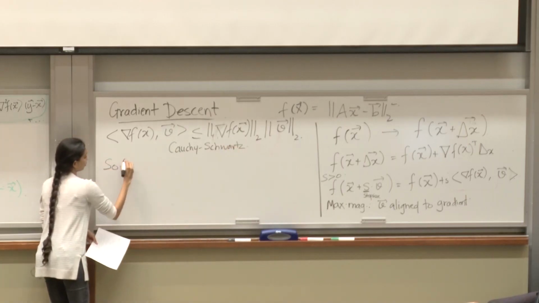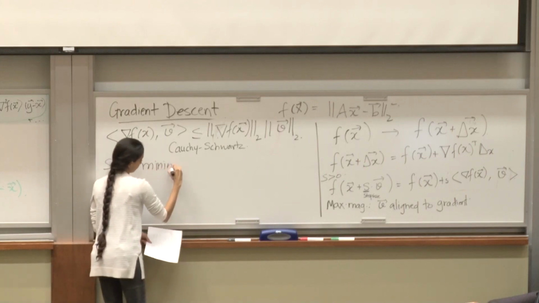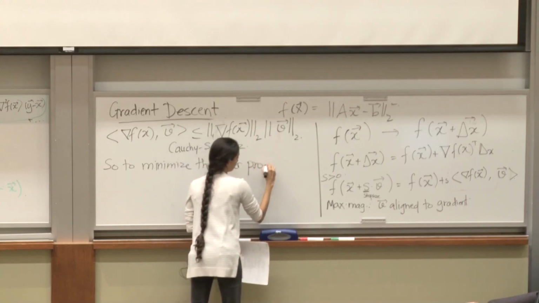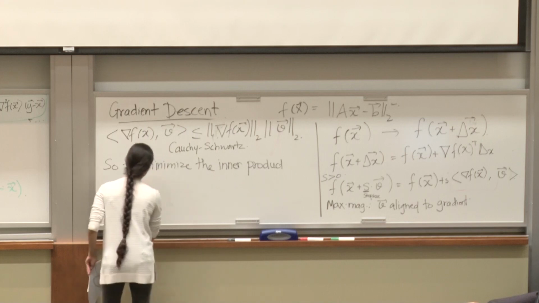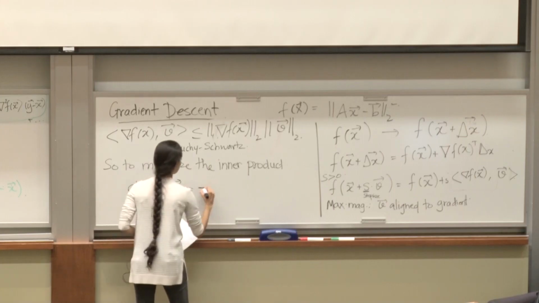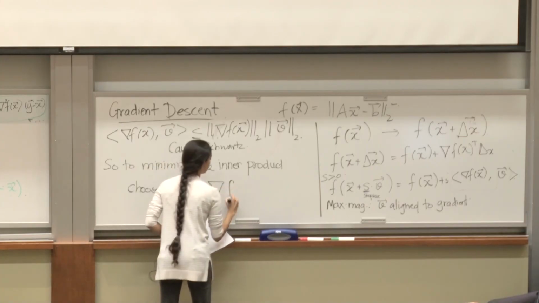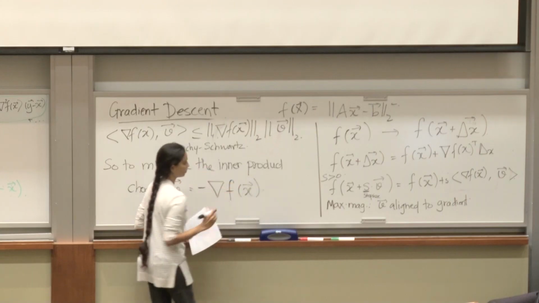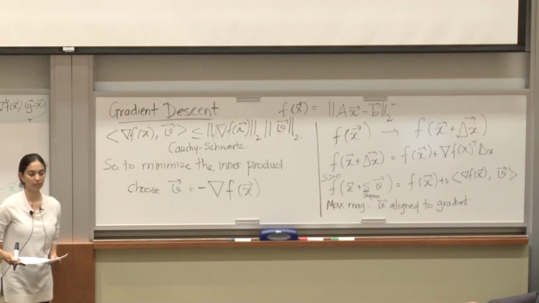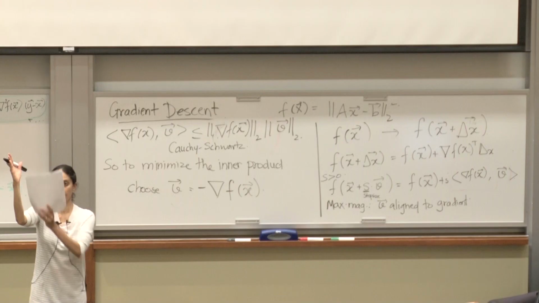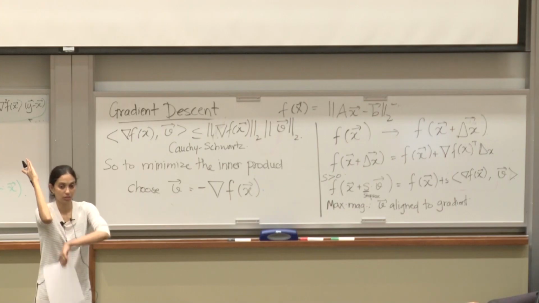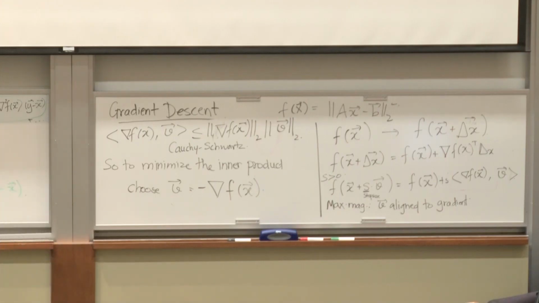So to minimize the inner product, I choose v to be equal to the negative of the gradient. Okay? So this maximizes the magnitude, right? If I have a vector that's pointing this way, to maximize the inner product I want a vector in this way. But if I want a negative inner product, I want to point exactly the opposite way, right? So that my cosine theta is going to be -1 instead of +1.